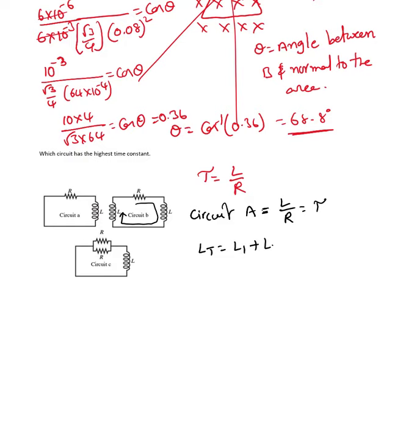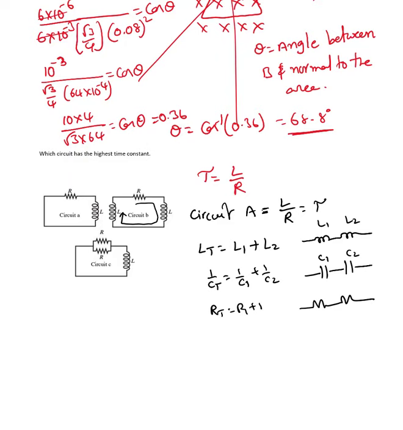L1 plus L2. Let me write it down. Two inductors in series, L1 and L2: L total equals L1 plus L2. If two capacitors are in series, if you remember, C1, C2, then 1 over C total equals 1 over C1 plus 1 over C2. If two resistors are in series, R total equals R1 plus R2. So for resistors and inductors, it's the same formula if they're in series.